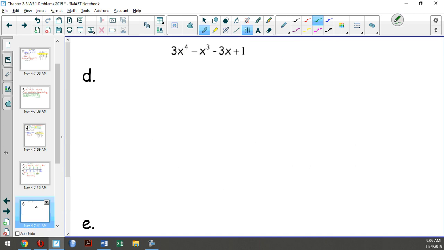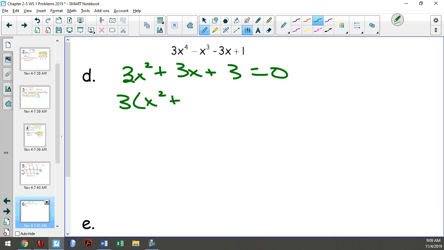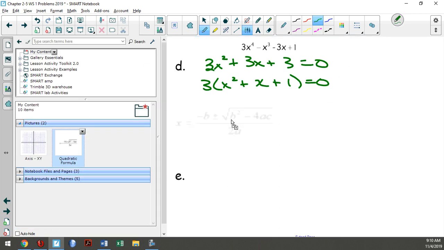So I'm going to go to this page. So 3x cubed, or squared, sorry, 3x squared plus 3x plus 3 has to equal 0. Do I have a GCF? 3. So go fish. Pull out the 3, and that gives you x squared plus x plus 1 is equal to 0. Then you are simply going to apply the quadratic formula here.